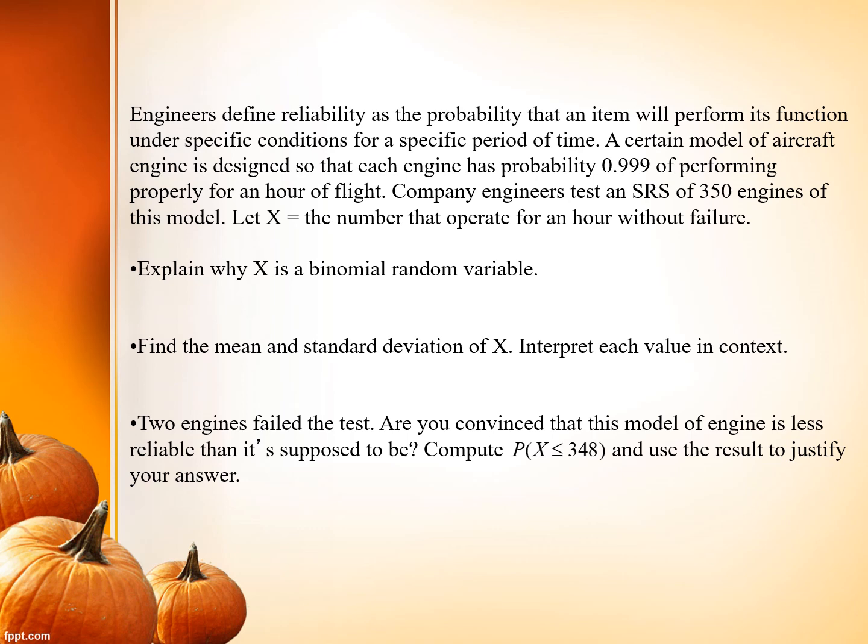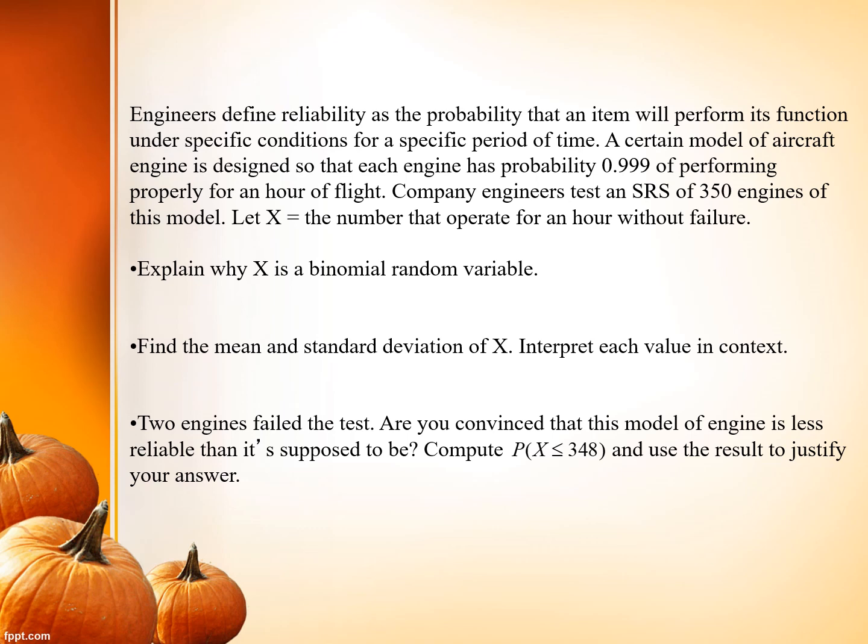So we're going to start by explaining why X is a binomial random variable. So maybe pause it for a second and think. Okay, so why is X a binomial random variable? Well, let's start with our B, binary. Success: operates for an hour without failure. Failure: does not operate. So absolutely, binary, check. I have success, I have failure.